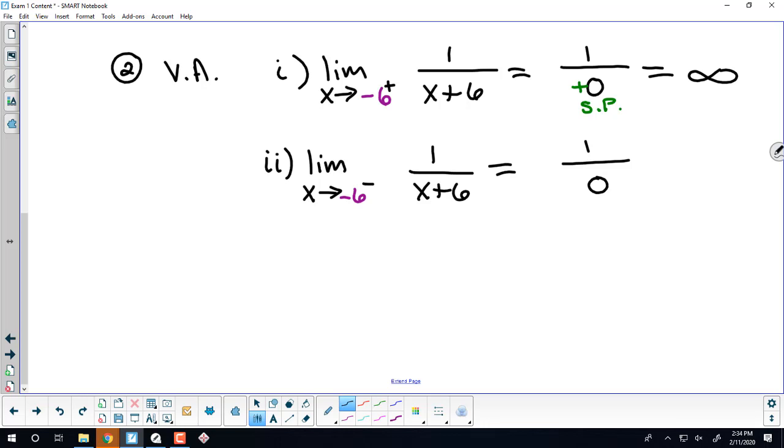Similar thing here. We're approaching -6 from the left. The number is slightly smaller than -6. So the denominator approaches 0 through what kind of values? Negative. Does everybody agree? Negative values there. So this is negative infinity.